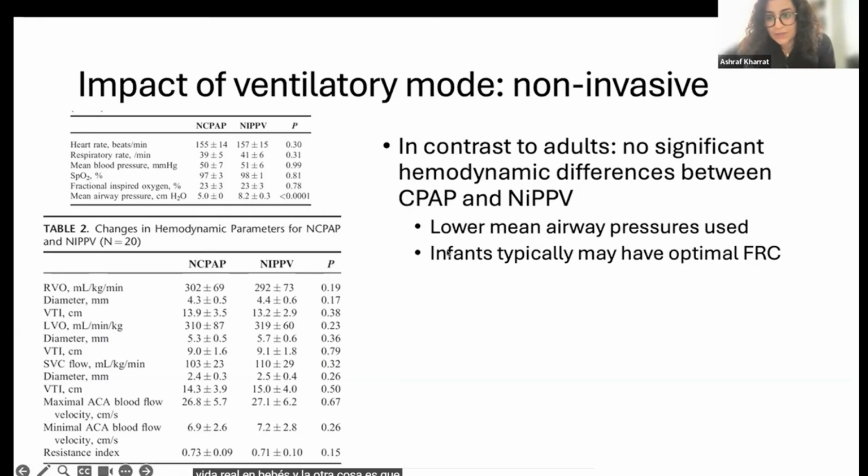And the other thing is our infants, if they're extubated and just hanging out on CPAP and NIPPV, they probably have optimized or near optimized FRC. So they might not be in a clinical situation where we will see massive changes in hemodynamics.